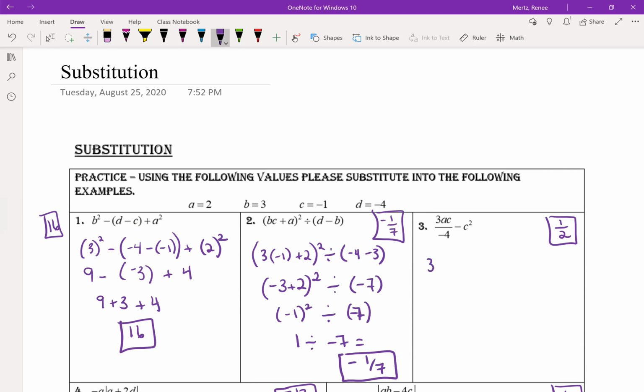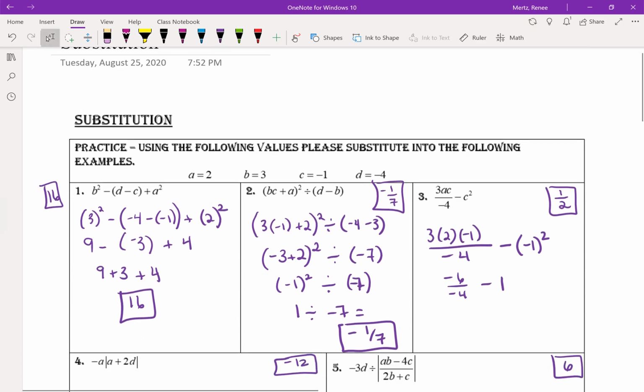In 3, 3 times 2 times a negative 1 divided by a negative 4 minus negative 1 squared. So we're going to multiply the numerator. 3 times 2 times negative 1 is negative 6, divided by negative 4 minus a negative 1 squared again. A negative times a negative should become positive, so that should just become 1. Negative 6 divided by negative 4, if you type that into your calculator, we're going to get 3/2 minus 1. Final answer, 1/2.